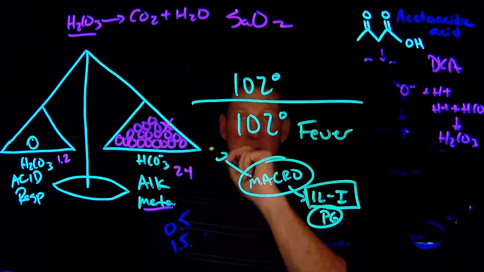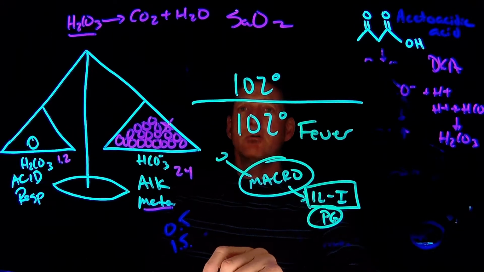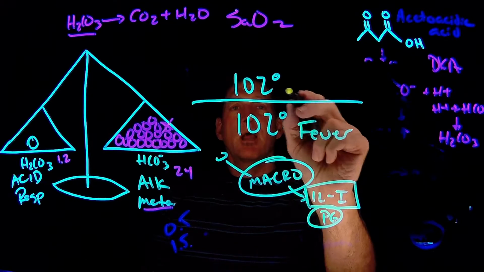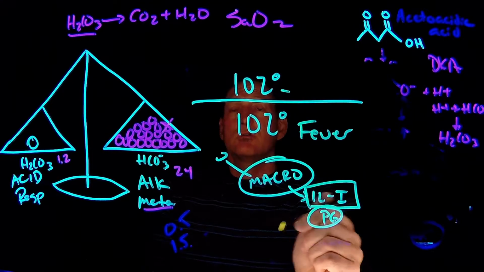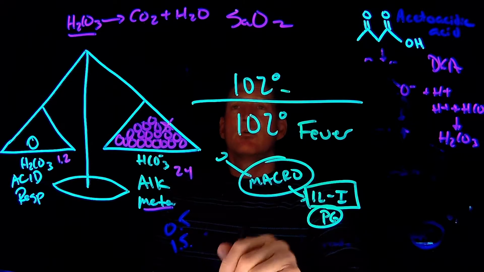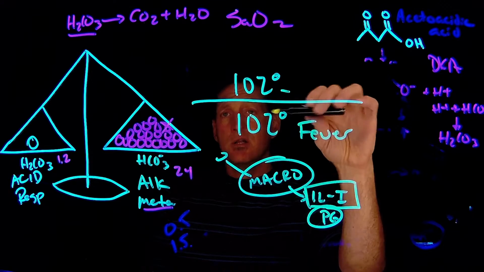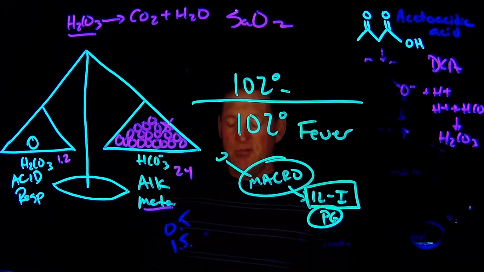On the other hand, I might have a patient that has a temperature of 102, but they don't have an infection. That would be pyrexia. And so I might have somebody that's in thyrotoxicosis. There's something else driving the temperature other than an infection.